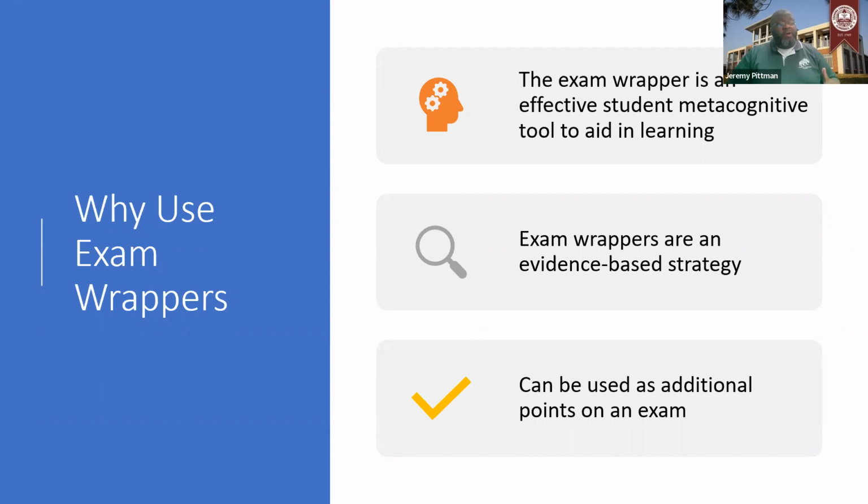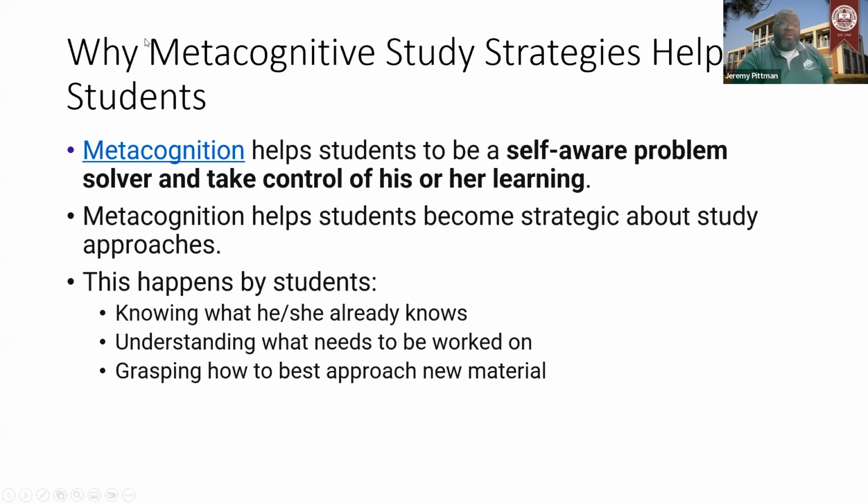So, this whole idea of exam wrappers is not something that just popped up out of the sky. This is actually an evidence-based strategy. And again, like I told you earlier, you can use this for points on an exam. So let me move my little window around here. Let's get back into this. Just like the teacher in us, it's good for us to take an opportunity to review, so just be reminded what metacognition is.